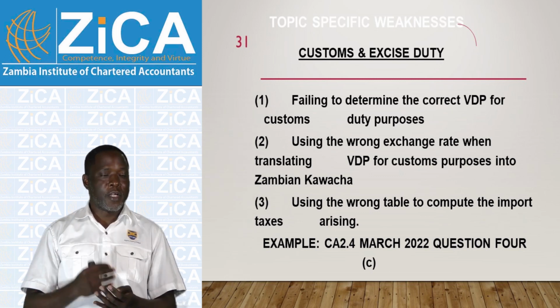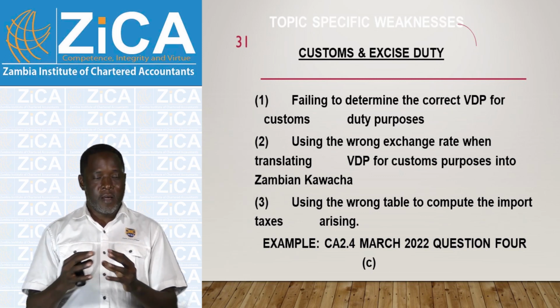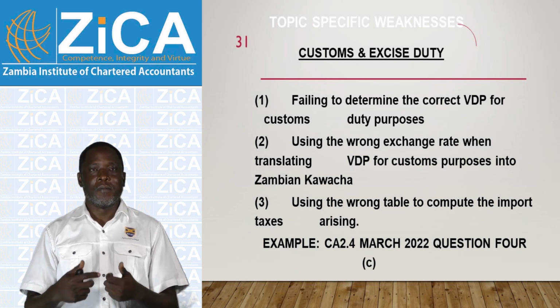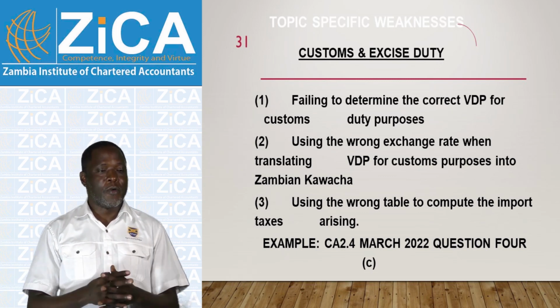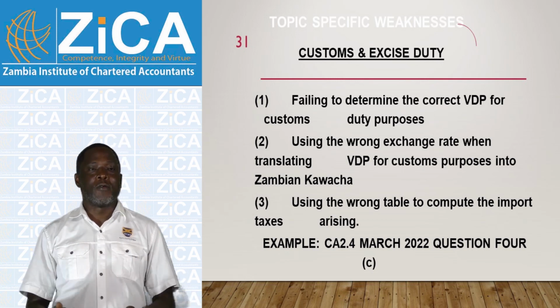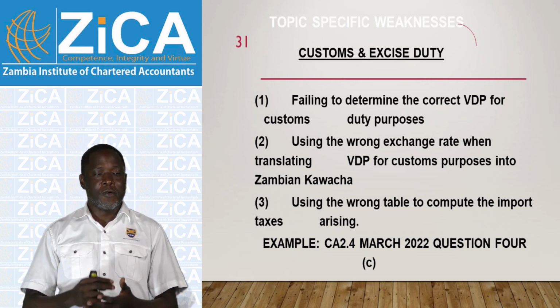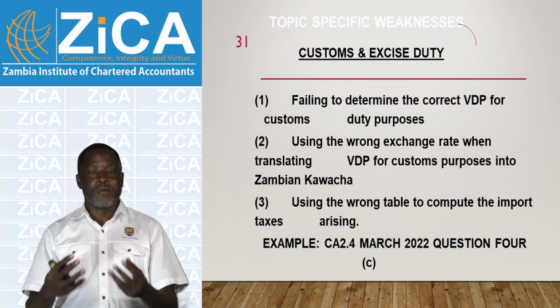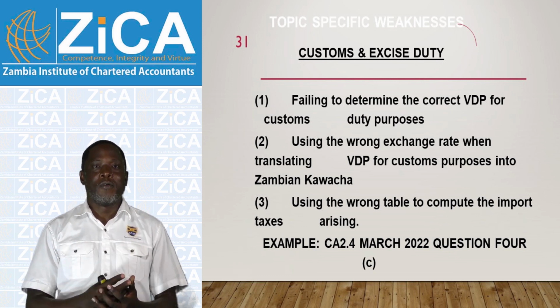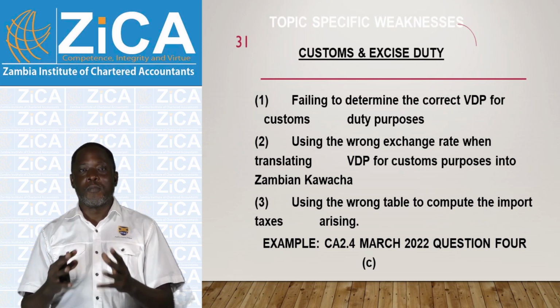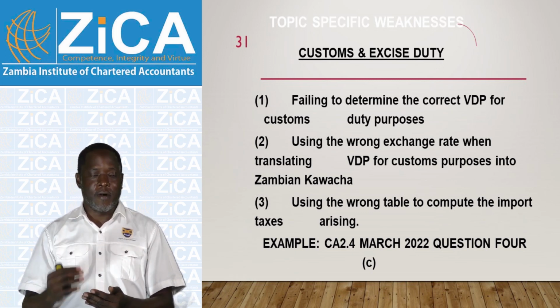Because students usually make mistakes. You find that the student is using the table for used motor vehicles when the motor vehicle they are dealing with in the question is a brand new motor vehicle. Similarly, the motor vehicle you are dealing with is a second-hand motor vehicle, but the student is using the table for a brand new motor vehicle to compute the import taxes arising.